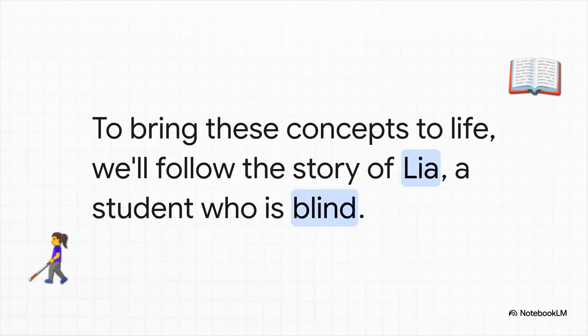Now, to make these ideas less abstract, we're going to follow the story of a young student named Leah. If you joined us for our last explainer, you might remember we talked about Carlo. Well, this time we're focusing on Leah, who is blind. Her journey to get the education she needs, which includes Braille and mobility training, is going to look dramatically different depending on which system she's in.